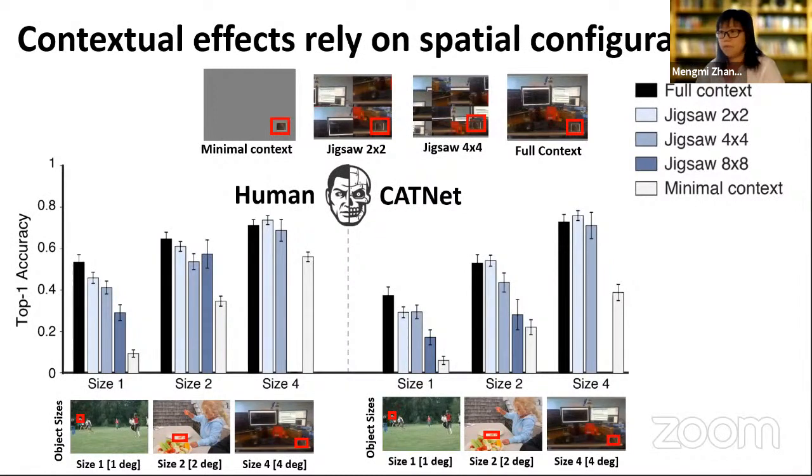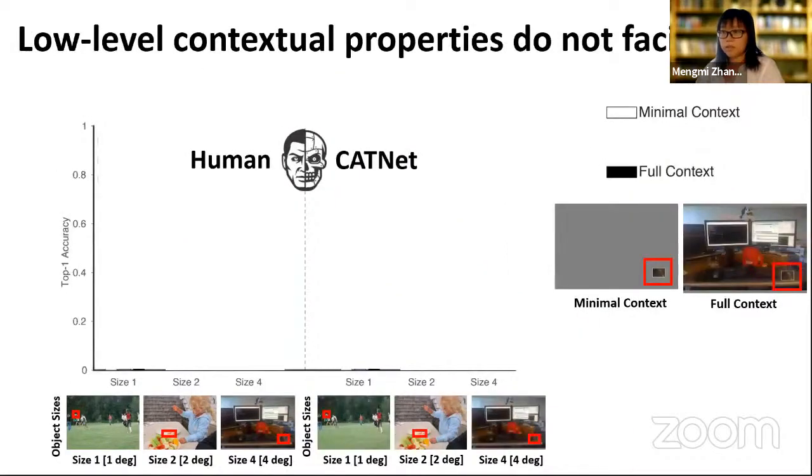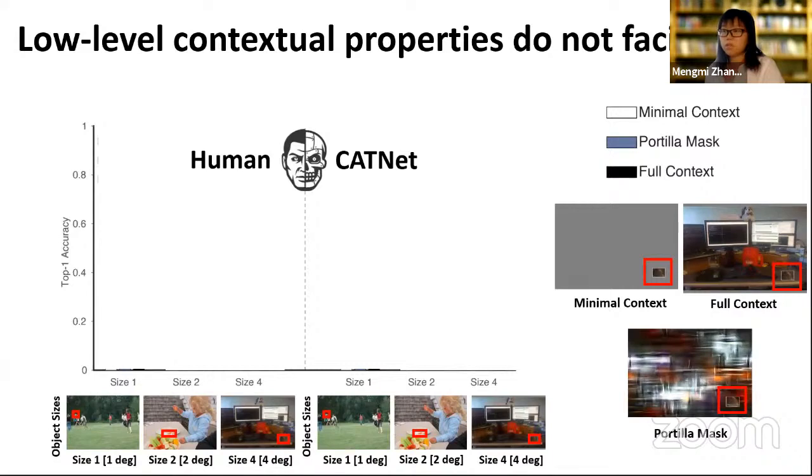So next we want to ask whether the moderately blurred context still facilitates recognition. Given that the moderately blurred context still facilitates recognition, here we ask whether low-level texture features could also enhance object recognition performance. So we constructed textures constrained by the image statistics and pasted them in the context.